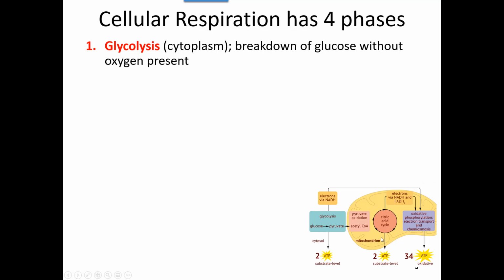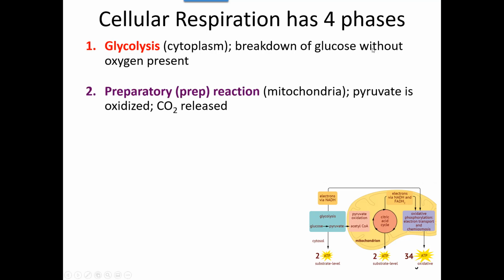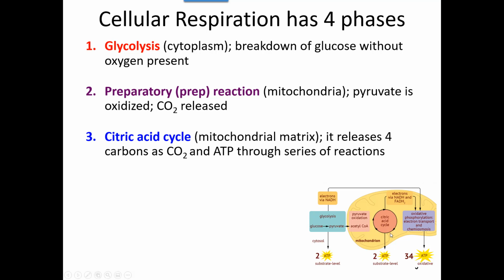And it's breaking down glucose, and it doesn't need any oxygen yet. Then we have what's known as the preparatory or prep reaction, which is now happening inside of the mitochondria. And what we get out of glycolysis gets further broken down. We have the citric acid cycle that's happening in the mitochondrial matrix, which is really just the fluid inside of the mitochondria itself. And it's where we're going to get a release of a lot of carbons from the breakdown of our carbon glucose molecule. And we're also going to start to get a couple ATP.